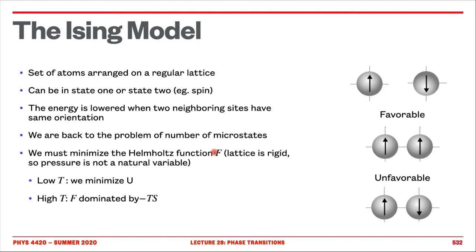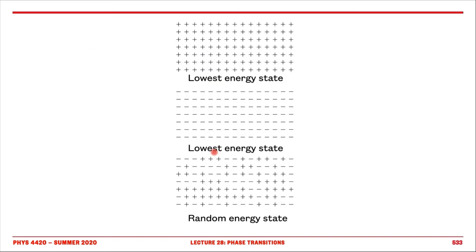The Helmholtz function is U minus TS. That means that at low temperature, we expect that what matters would be U, the internal energy, and at high temperature we are going to have a term minus TS. So high temperature means that minus TS is going to start to dominate, and so we will see a clear effect of an entropic effect.